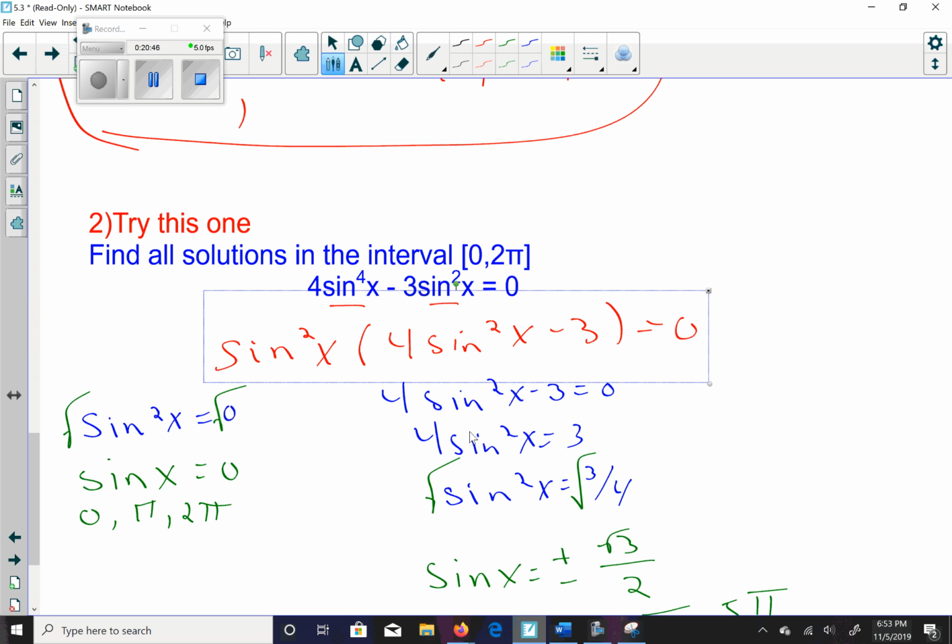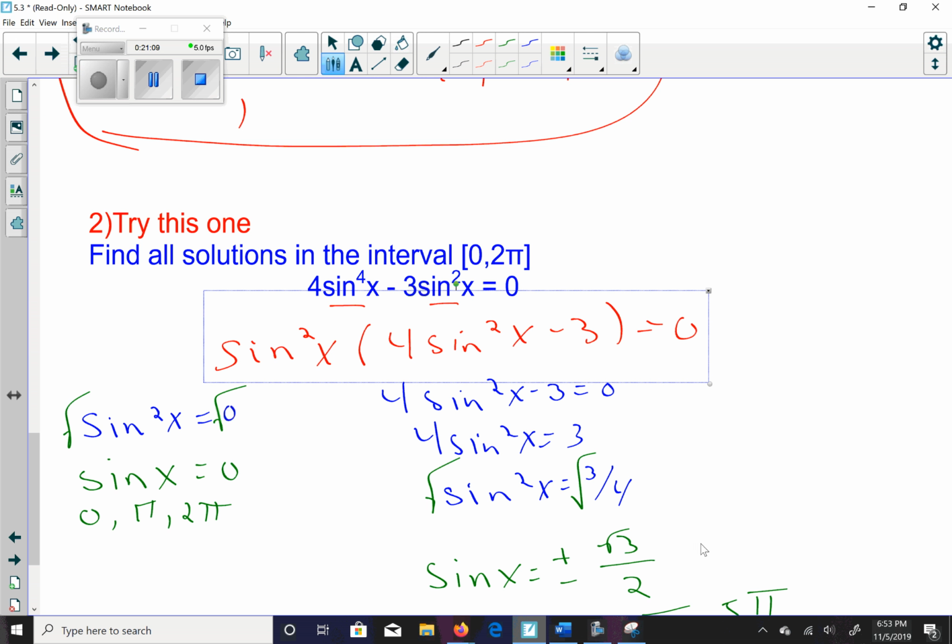On the other side, I took the 4 sine squared x minus 3 is equal to 0. Trying to isolate the sine squared on one side, I added 3 to both sides. Then I divided by 4. And then I take the square root. When I take the square root, I take the square root of the numerator. Square root of 3 is the square root of 3. Square root of 4 is 2. Since I took the square root, it's equal to plus or minus the square root of 3 over 2.